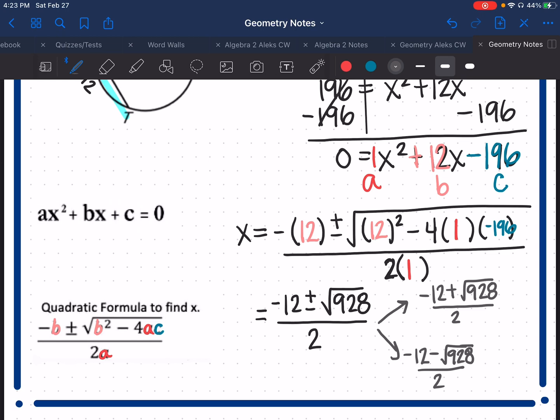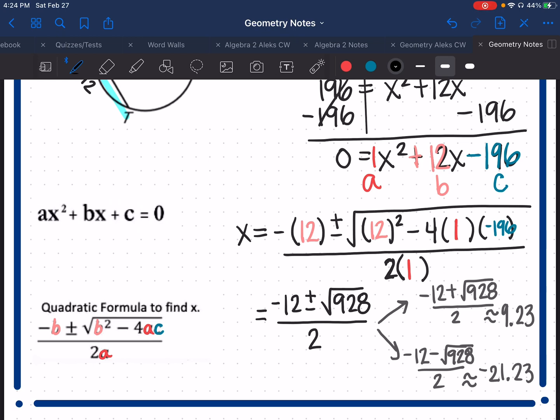Okay, so I have to go ahead and split it into my 2 separate answers. When I put this one in, this one comes out to 9.23 when I round, and this one comes out to negative 21.23. Well, I know that I cannot have a negative distance, right? This piece of this segment cannot be negative.